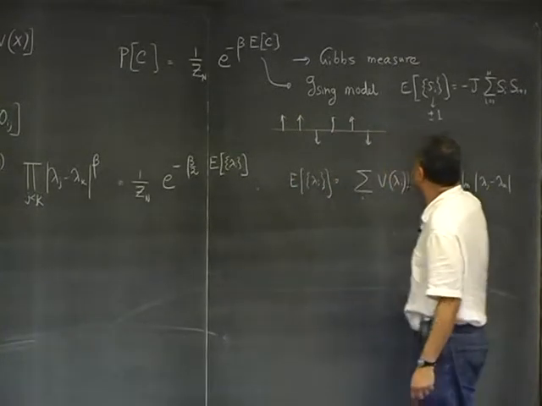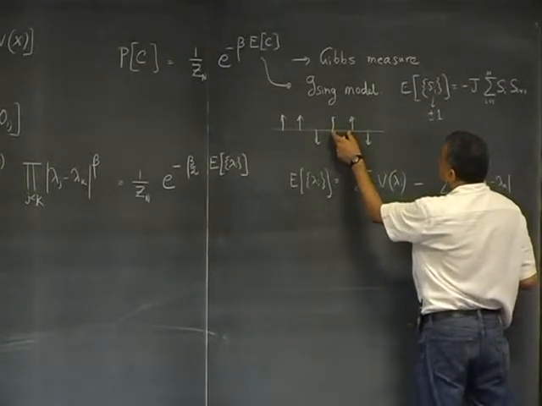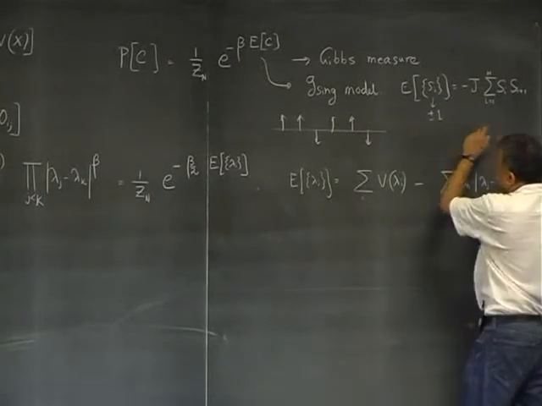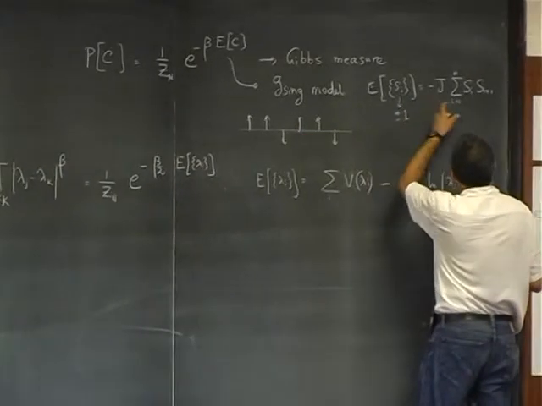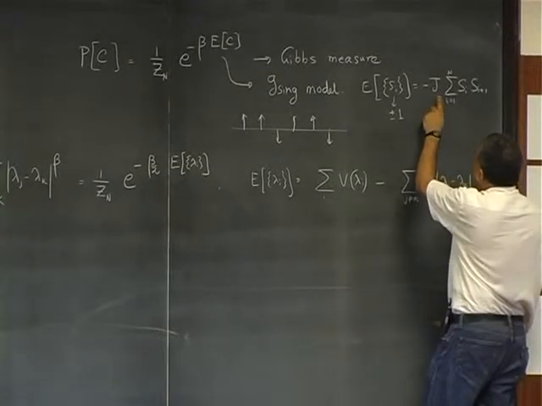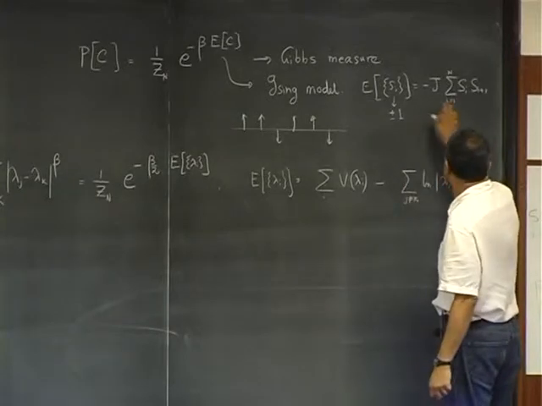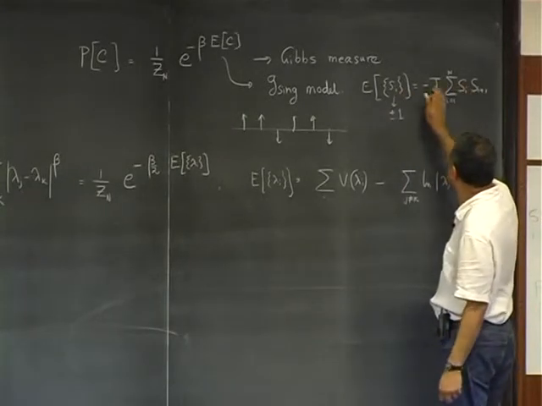So this is a typical spin configuration. Each pair of nearest neighbor spins contribute. They like to be parallel to each other, and then you get a contribution to energy which is minus J. But if they are anti-parallel, then you get a plus J. So this is the Ising model, with short range interaction.